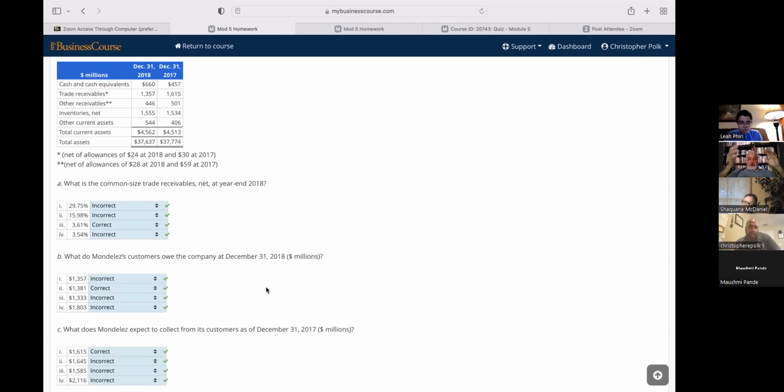So Mondelez, which makes Oreo cookies and some other cool stuff. Wheat Thins, they were split off from Kraft, good company.